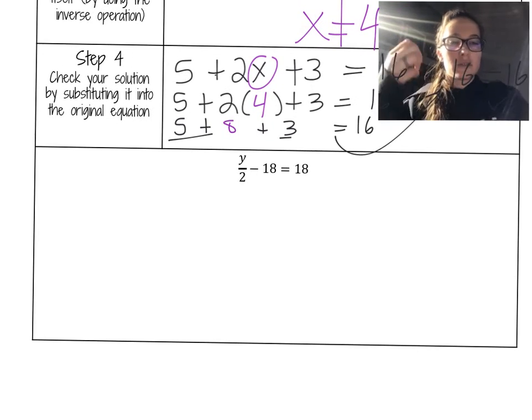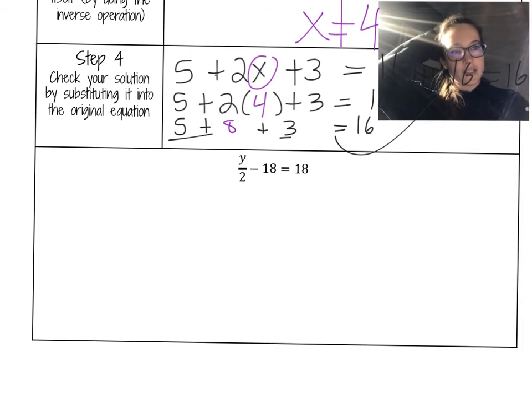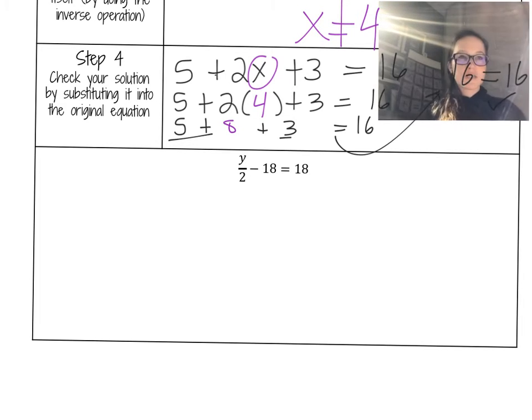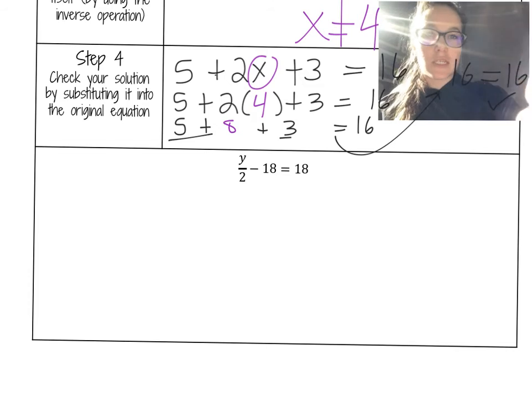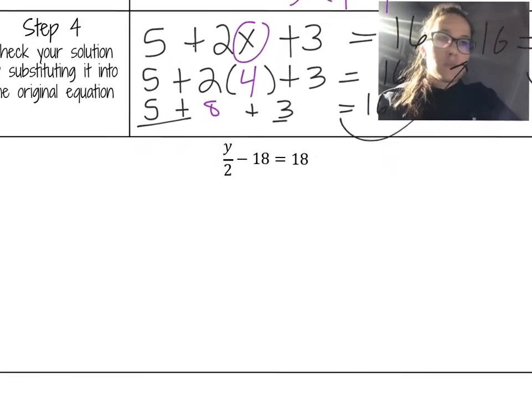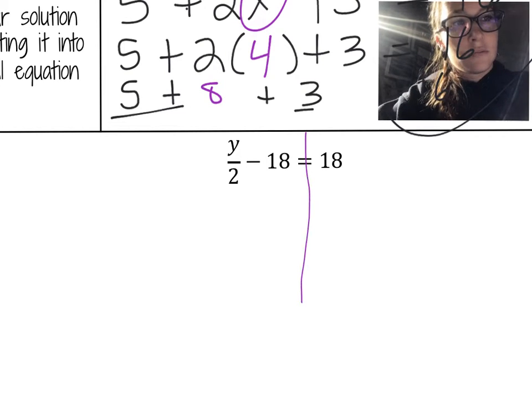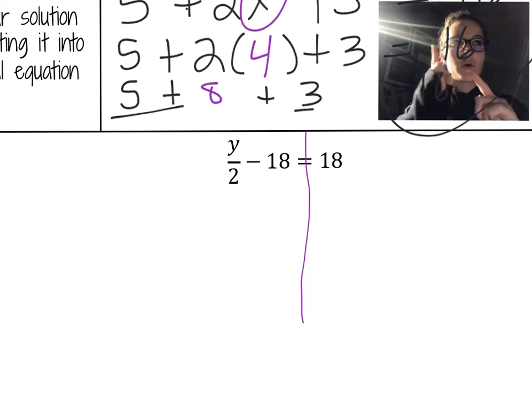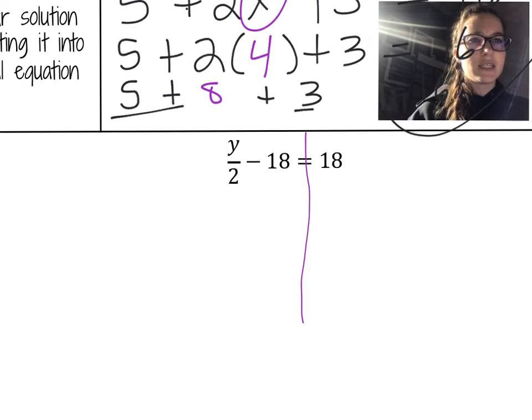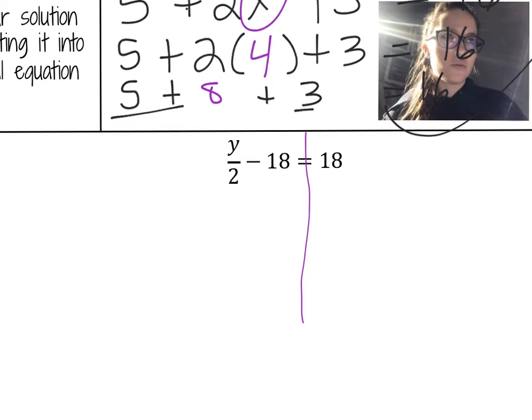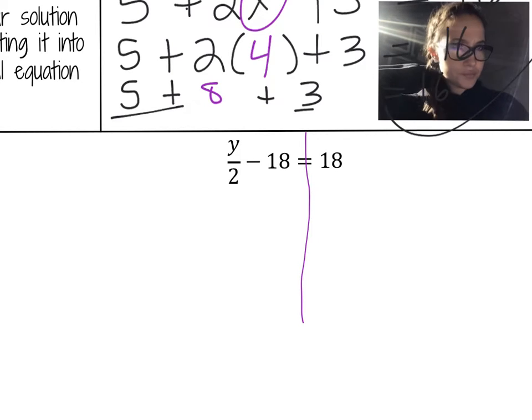Okay? So, another example, same process. Y divided by 2 minus 18 equals 18. I am going to draw a line through my equal sign to keep it organized. Okay. Step 1, I need to simplify whenever possible. I don't see anything that I can distribute, factor, or anything, so I'm good.